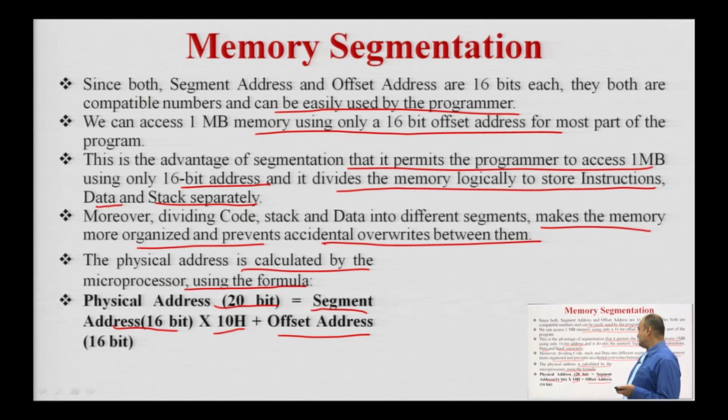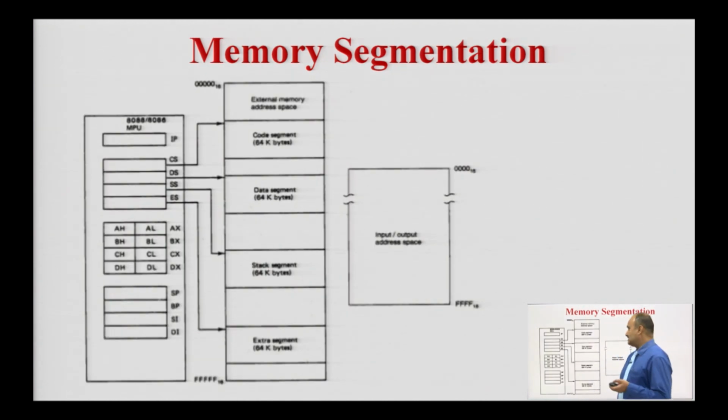The offset address is always present in the pointer and index registers, while the segment register holds the segment address. So, the segment address is multiplied by 10, and to this result the offset address is added, and we get the 20-bit physical address. So, this is the memory segmentation.